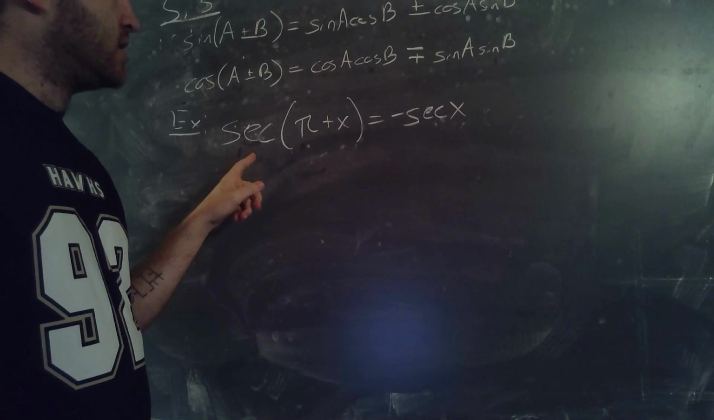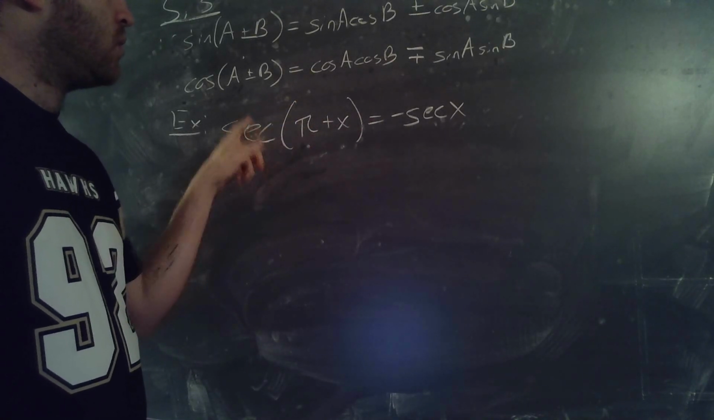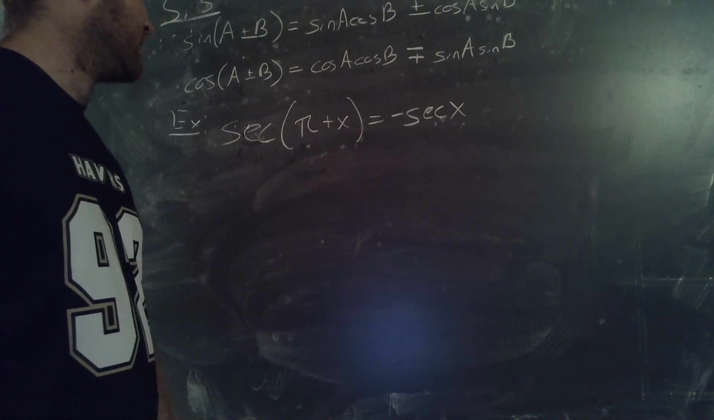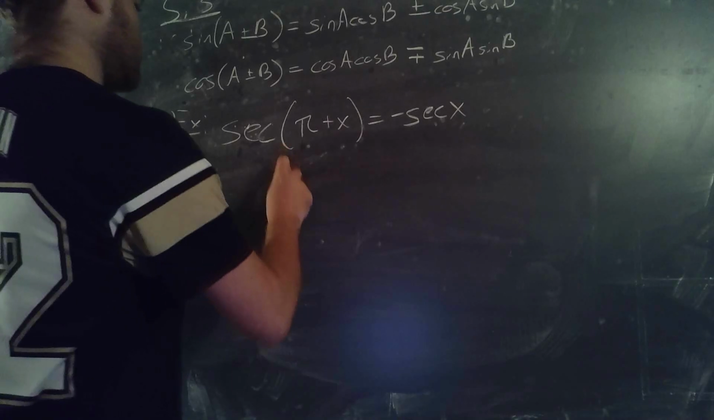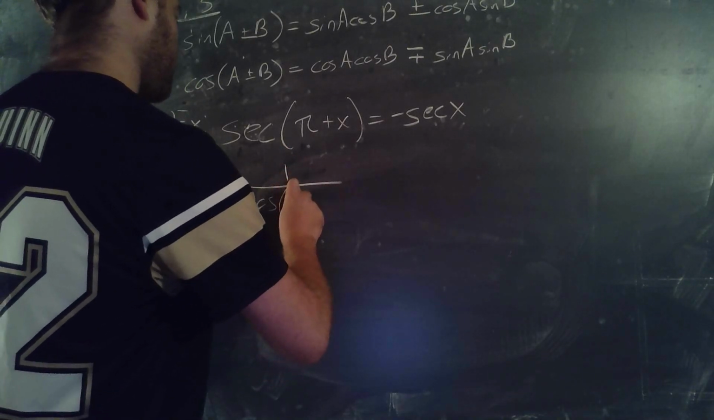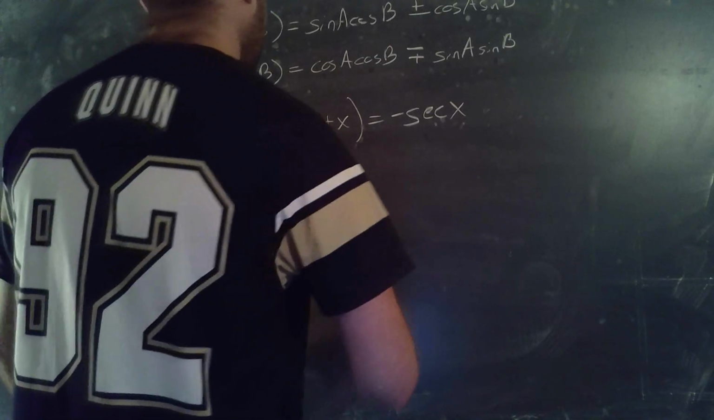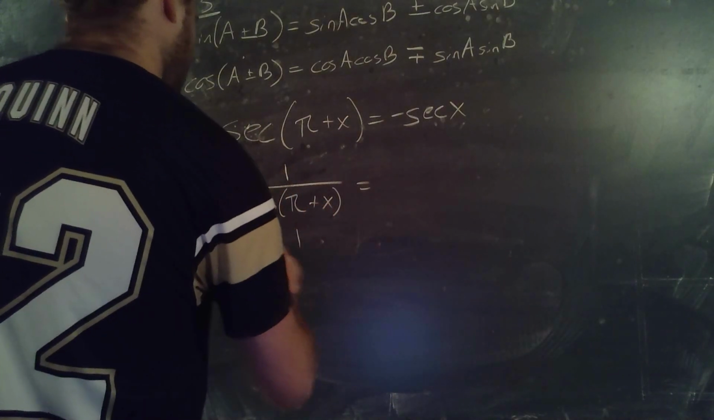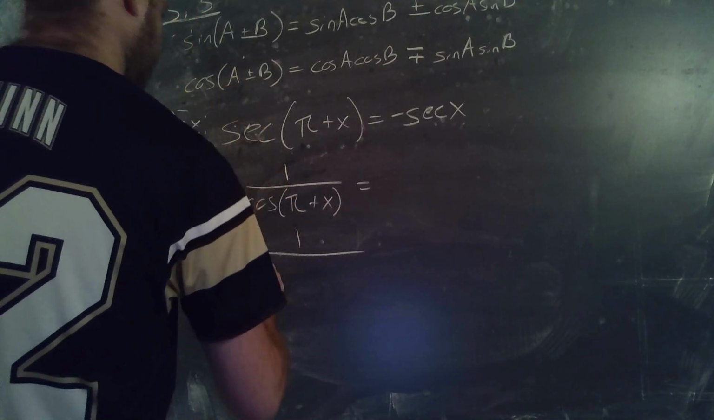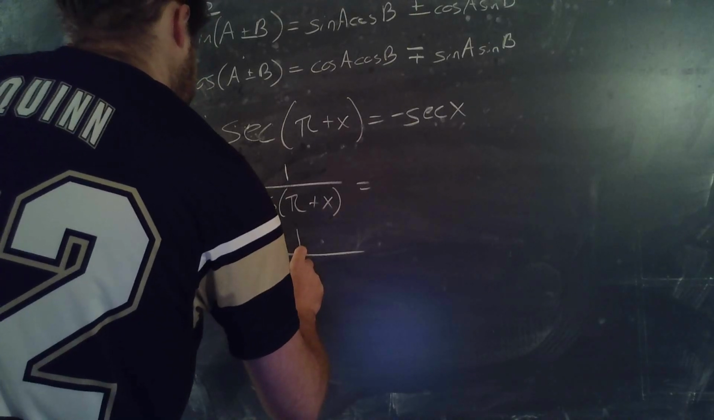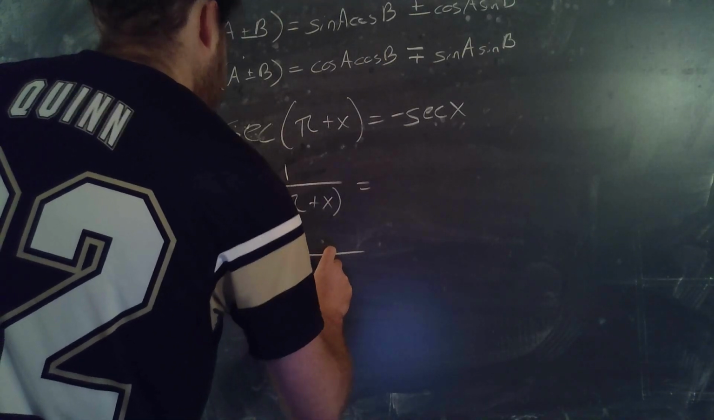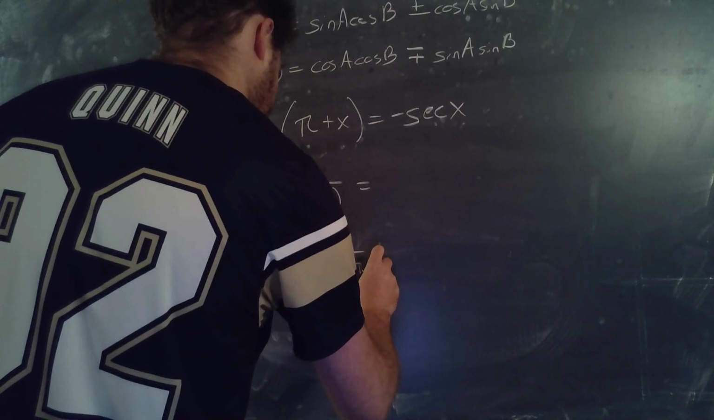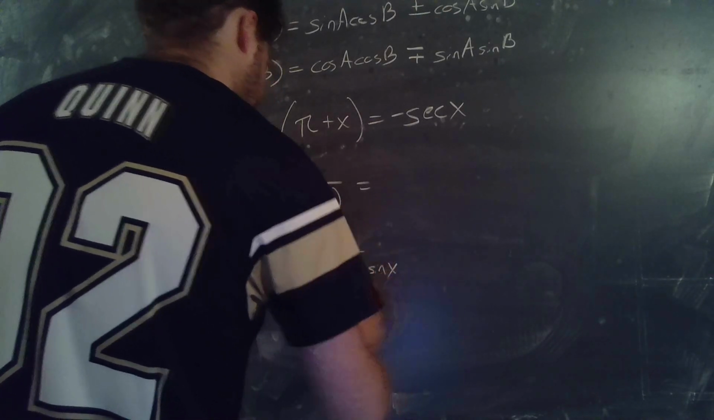And then we're going to use one of these sum and difference formulas to get this thing down to just negative secant of x. So we can notice that secant is just 1 over the cosine of pi plus x. Then we can apply a sum and difference formula where this is a and this is b. So we'll have 1 over, and our formula says we'll have the cosine of pi times the cosine of x. And this was plus, so we'll have a minus here. Then we'll have the sine of pi times the sine of x.